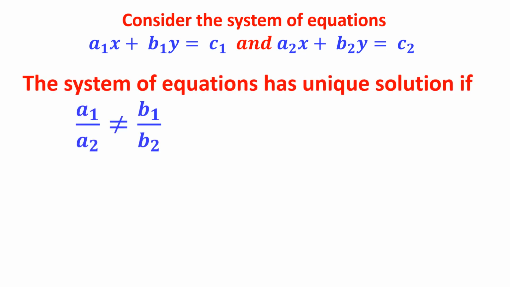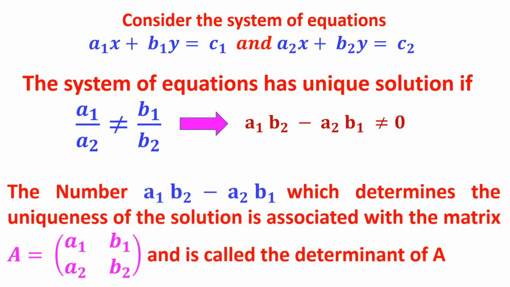The unique solution, we had this condition a1 by a2 not equal to b1 by b2. When we checked it in doing problems also, if this gets satisfied, then the system will have unique solution. Now when you cross multiply it, what will happen? a1 b2 minus a2 b1 will not be equal to 0. Now this value a1 b2 minus a2 b1, which determines the uniqueness of the solution, is associated with the matrix formed by the coefficients of x and y, and it is called the determinant of A.